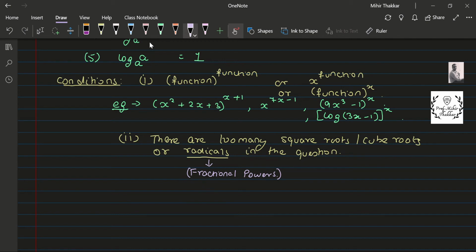I'll give you an example. I can have a question which is something like this: under root of 7x divided by (x minus 1) to the power 1 by 3 into (2x plus 1) to the power 3 by 2. So this power 1 by 3 is a fractional power. Power 3 by 2 is a fractional power. So they are called radicals.